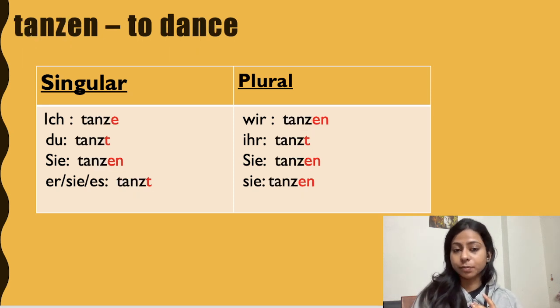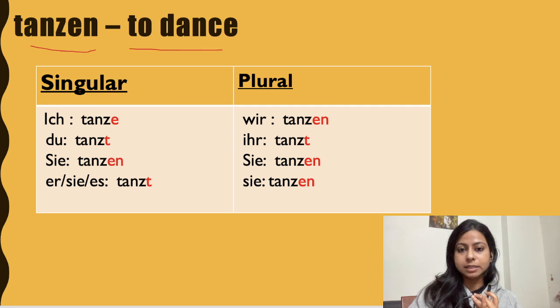Now the second verb is tanzen. The second example is tanzen, which means to dance. Now ich tanze, du tanzt, er sie es tanzt, wir tanzen, ihr tanzt, sie tanzen und Sie tanzen. Now again, if you notice here, du just takes the ending t and not st, because here the verb stem already has z in it, that we learnt as one of the special cases.